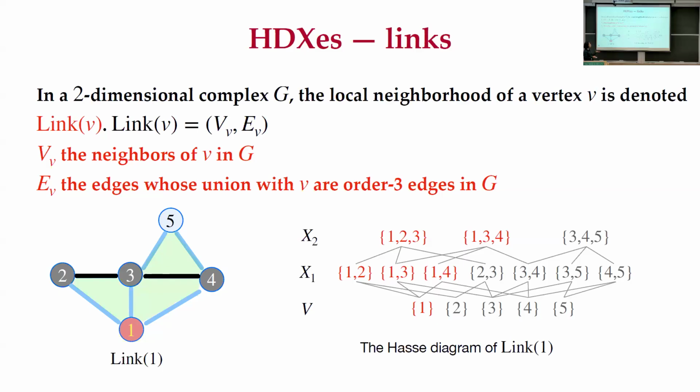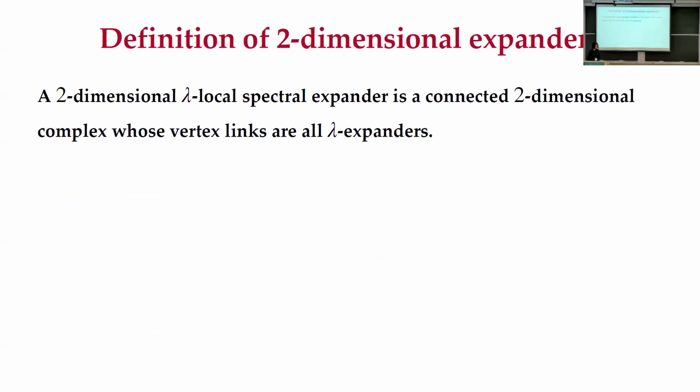Okay, so it's always the case that the link of a vertex is a subgraph of the original complex. So this is how we define local neighborhood. It's local because it's really only a graph induced on the neighbors of a vertex. And now with that, we can talk about what is formally a 2-dimensional expander.